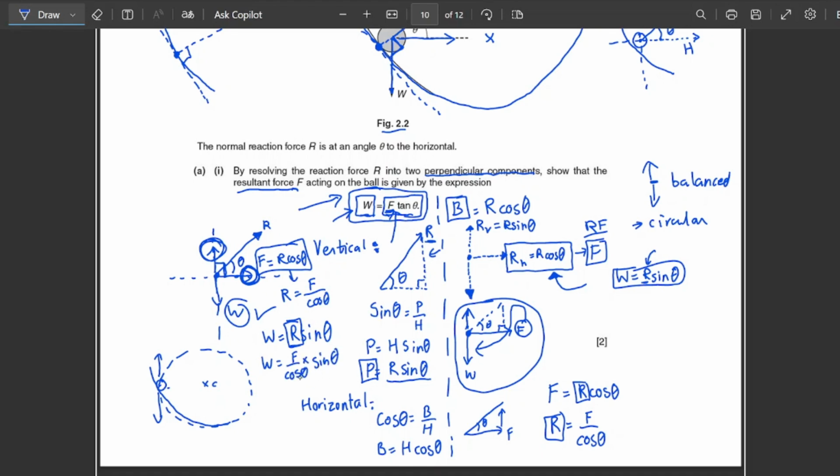And we know that this is going to be F sine theta divided by cosine theta. We know that when you divide sine theta by cosine theta, you get tan theta. So this W is basically going to be equal to F, the cosine and sine becoming tan theta. And so hence I have proven that my weight W is equal to F tan theta.